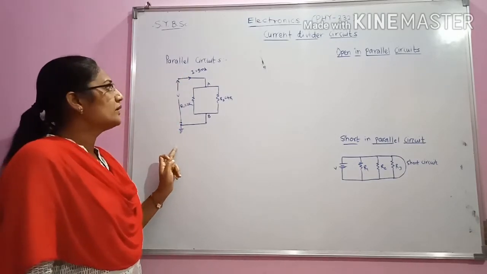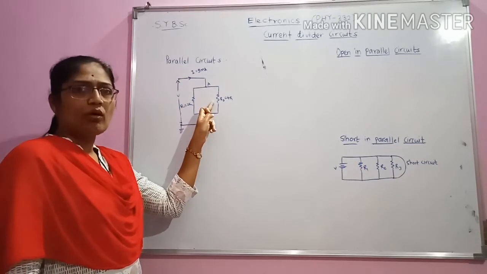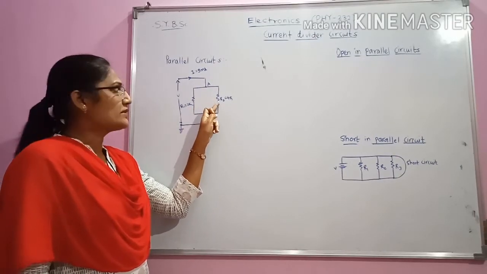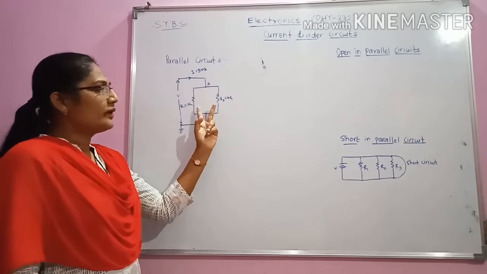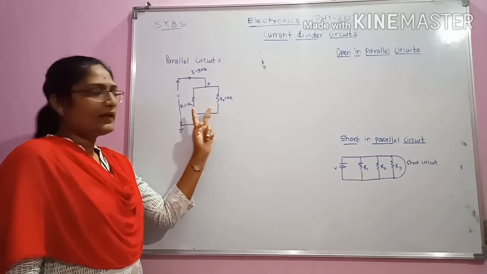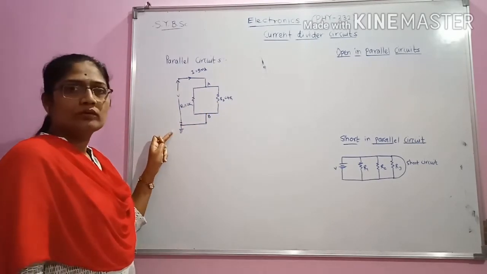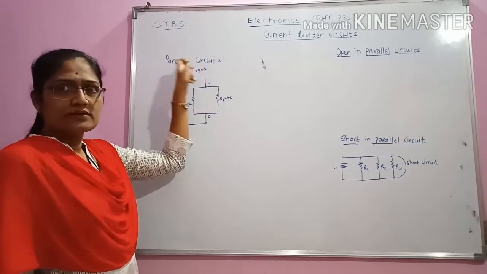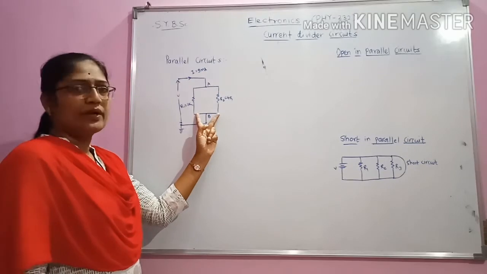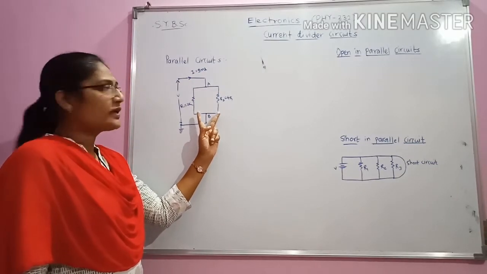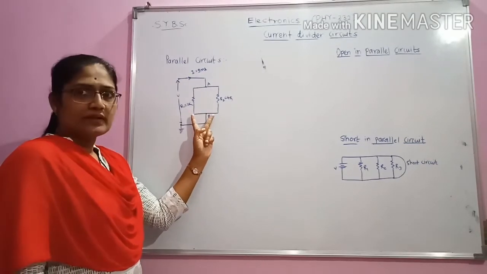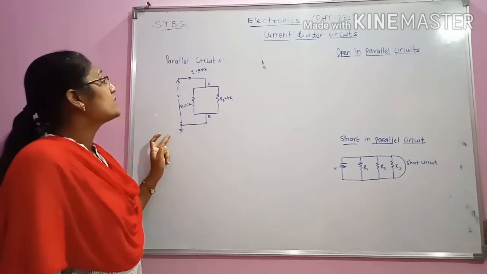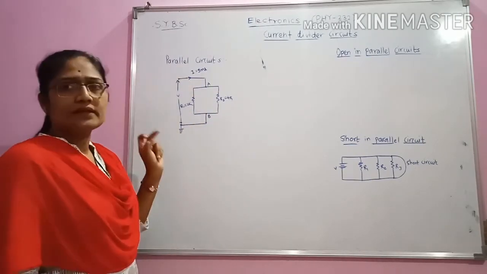A parallel circuit is nothing but the branch arrangement of two or more resistances which are placed side by side across the common voltage source. What is a parallel circuit? A parallel circuit is a branch arrangement of two or more resistances which are placed side by side across a single voltage source. This is called a parallel circuit.